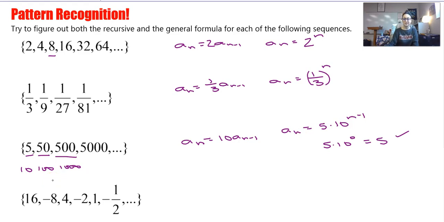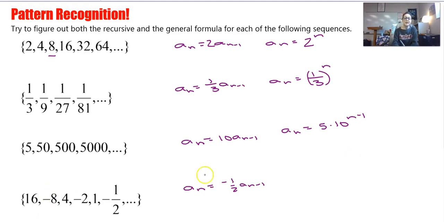All right, I'm going to force pause on the screen. See if you can figure out that last one. Hit continue when you're ready to talk about it. All right, so hopefully we notice that we are multiplying by -1/2 each time, right? That's what creates this alternating sequence where the signs alternate each time from positive to negative, etc.